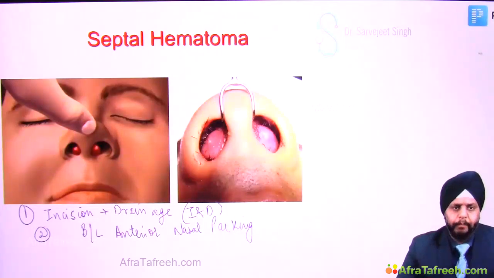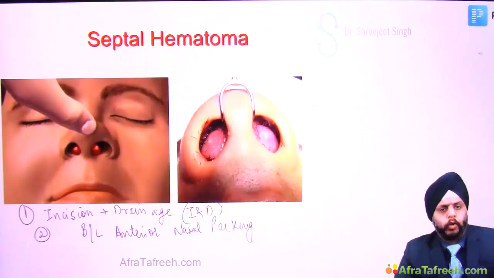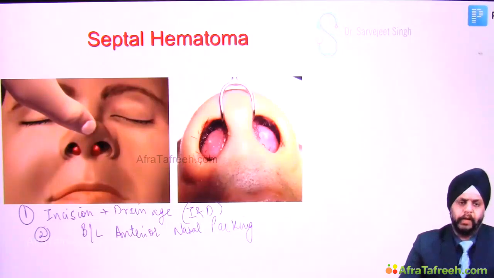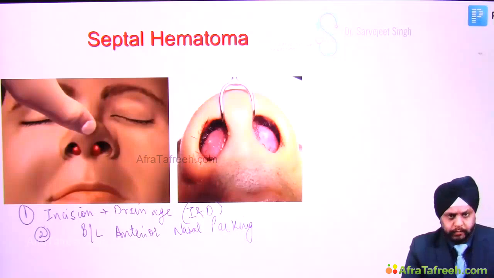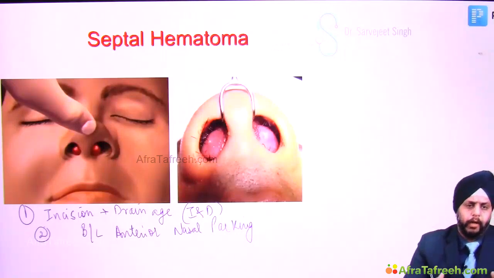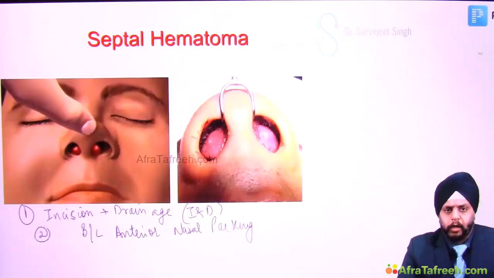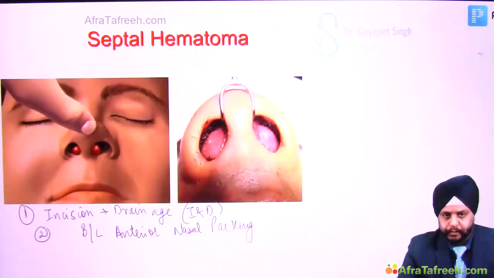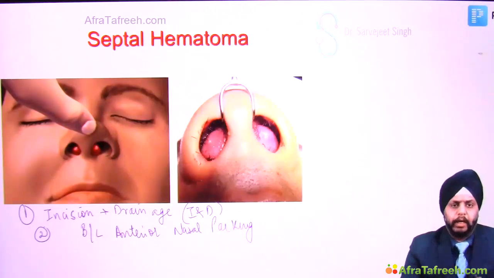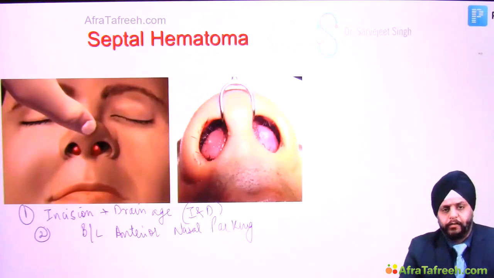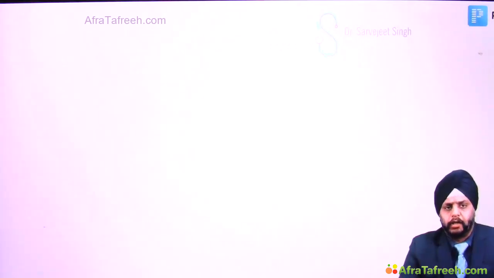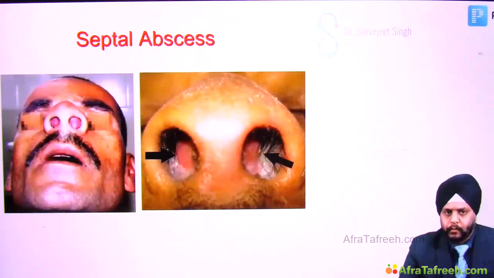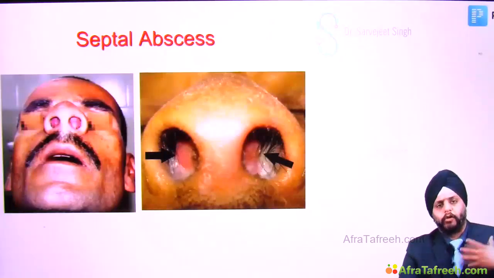Now let's say you do not do incision and drainage. The patient is not willing. He does not present to the doctor, he is at home, and he does not want IND. What can happen to this hematoma? If you leave it like that, this blood can get infected. If the blood in the hematoma gets infected, we'll have a condition that is known as septal abscess.